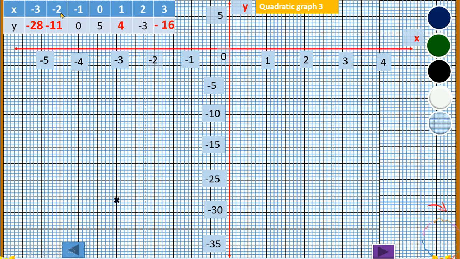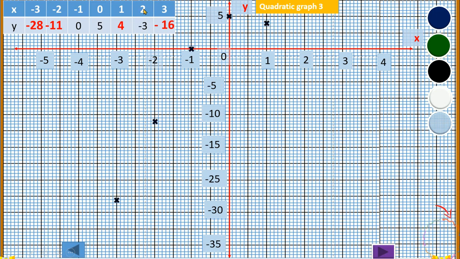When x is minus 2, y is minus 11. X is minus 2 here. Minus 10 is here. Then 2 small squares again will give us minus 1. Now it's minus 11. When x is minus 1, y is 0. Minus 1, y is 0 here. When x is 0, y is 5 at this point here. When x is 1, y is 4. 1 unit below 5. That's the point here.